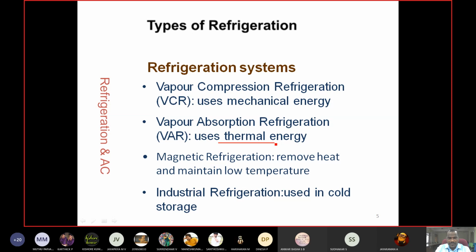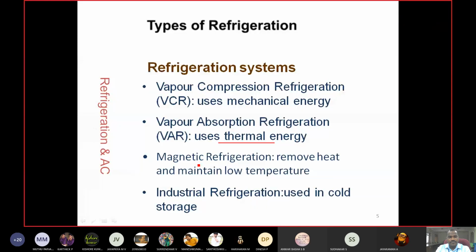Right. So we can also have other types like magnetic refrigeration, then industrial refrigeration. In magnetic refrigeration, they remove heat and maintain low temperature by magnetic effects. Then we also have industrial refrigeration, used in cold storage. So these are the types of refrigeration. But in our syllabus we have only the VCR and VAR. So we will look at that.